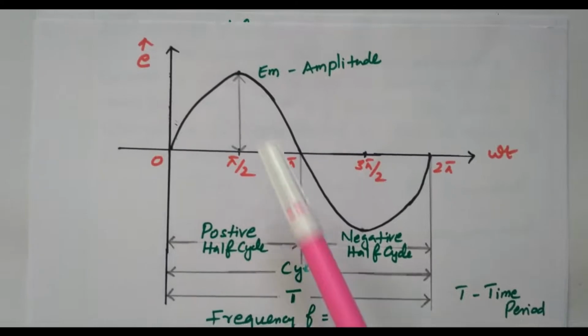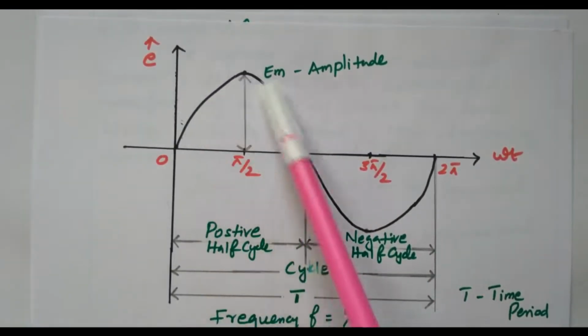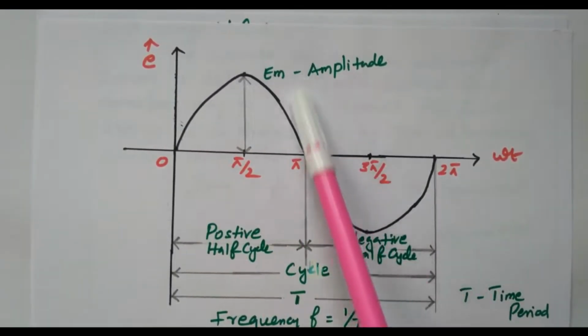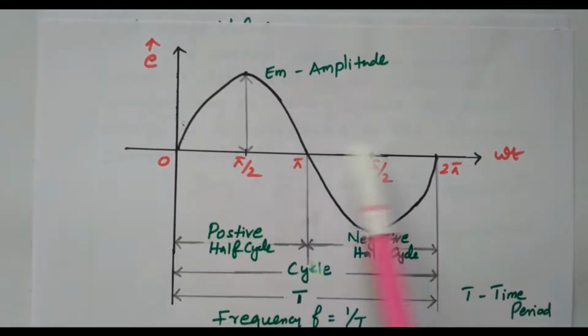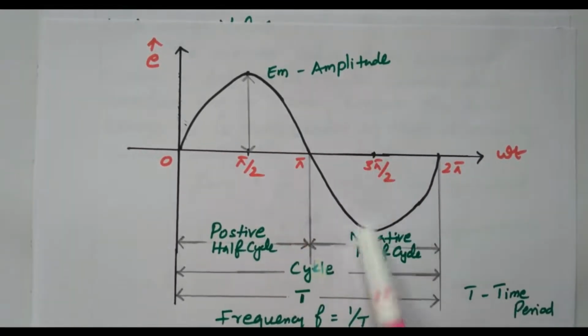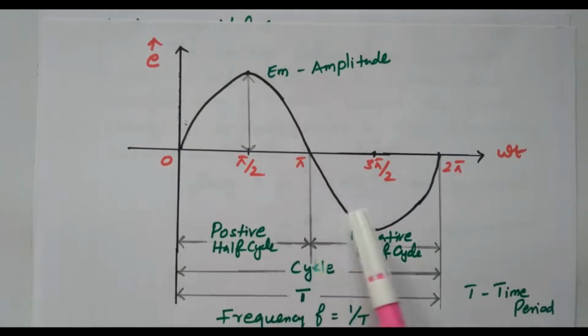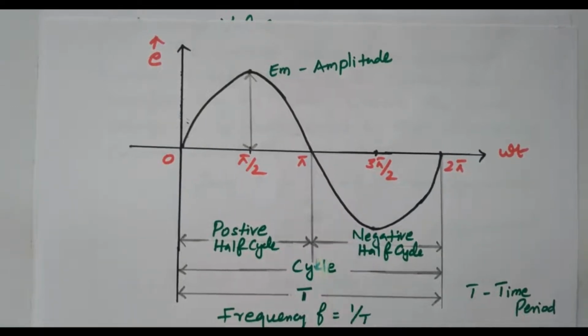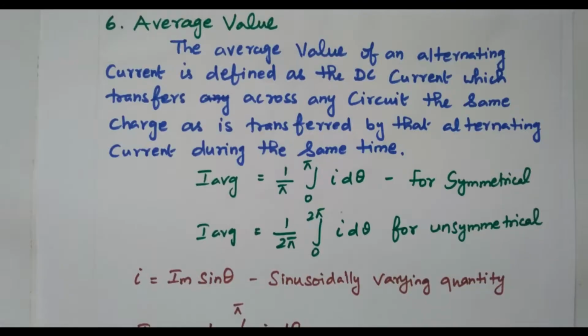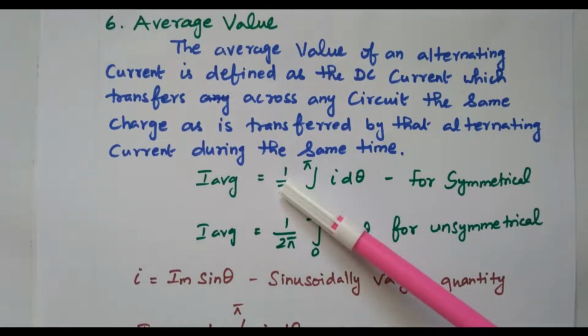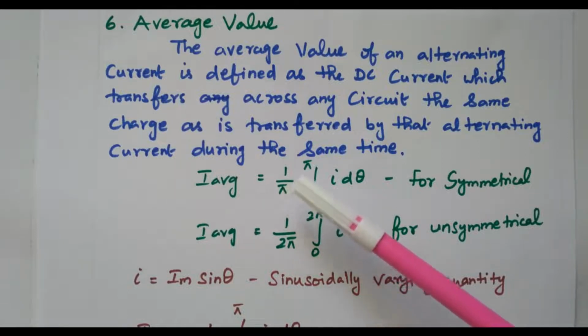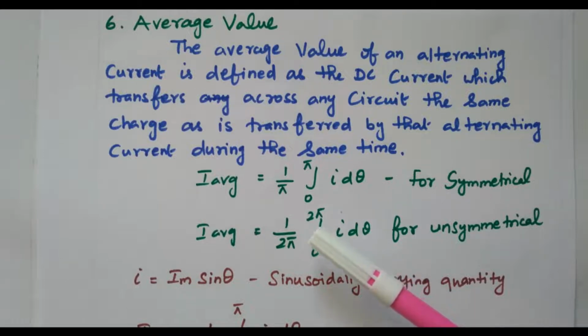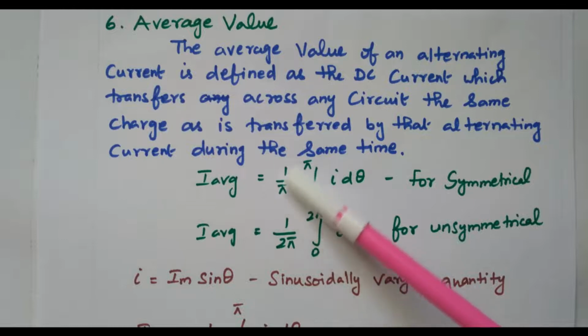So this is the symmetrical waveform. Here we have positive and negative. If you put one line here, both sides are equal. This is positive, this is negative. So that is called a symmetrical waveform. So in that case we can take only one half cycle, because the next cycle is also the same. The positive cycle is very similar to the negative cycle. Only the polarity will change. Right? So we will take 1 by pi up to 180 degrees.